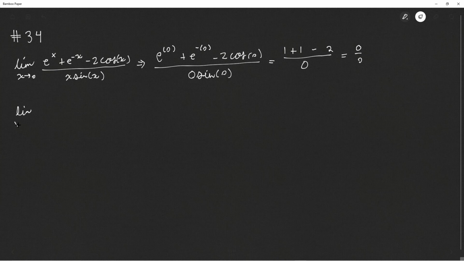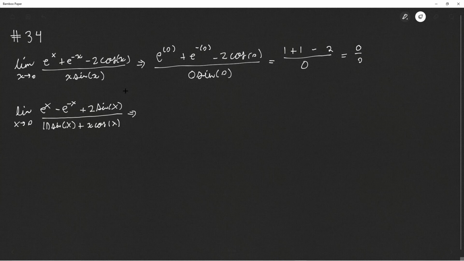So here we get the limit as x approaches 0, and then the derivative of e to the x is e to the x. The derivative of e to the negative x is going to be negative e to the negative x. This will be minus 2. This changes to sine x, and this changes to plus. And it'll be divided by, and now since it is two functions multiplied together, we need to do the product rule, which is going to be 1 multiplied by sine of x plus x cosine of x.